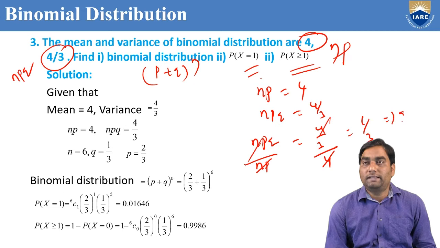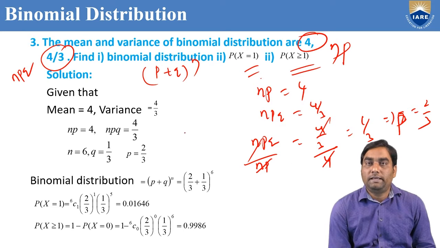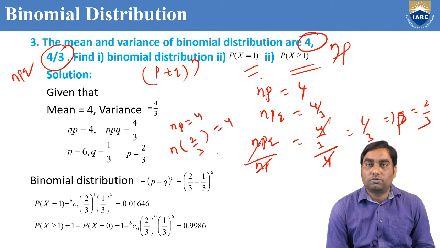Q equal to 1 by 3 means P how much? 2 by 3. P is 2 by 3. np equal to 4, so n times 2 by 3 equal to 4. What happened? 2 ones are 2, 2 twos are 4, so n equal to 6. So the binomial distribution we got.